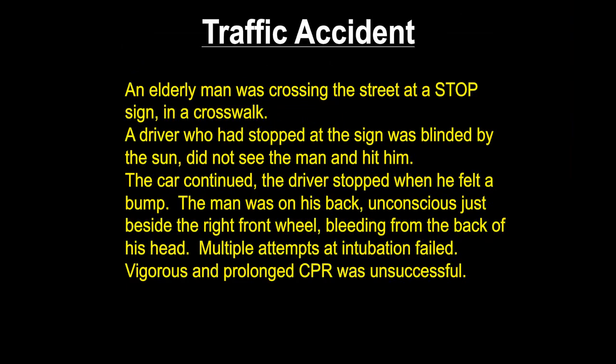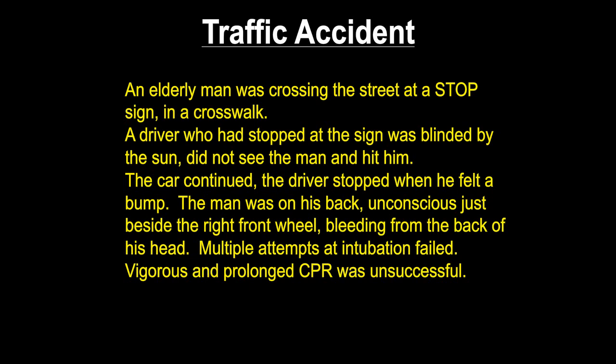An elderly guy was crossing the street at a stop sign. He was in a crosswalk. A driver who had stopped at the stop sign was blinded by the sun as he was turning, and he didn't see the man. He moved into the crosswalk and hit him. The car continued on. The driver stopped when he felt that he had gone over a bump that he hadn't expected. The person he had hit was on his back in the crosswalk, unconscious, and just beside, right next to the right front wheel, the passenger front wheel.